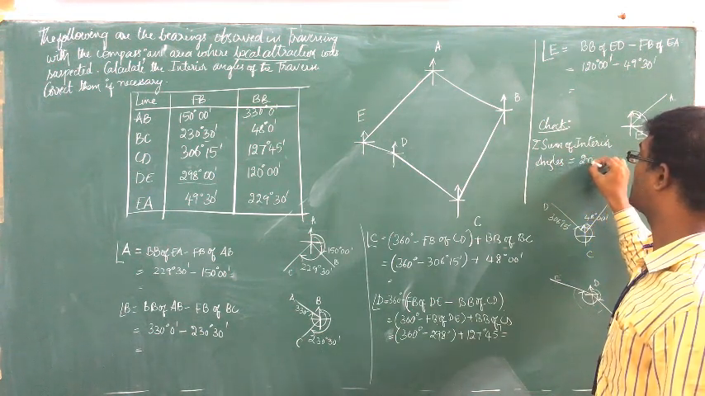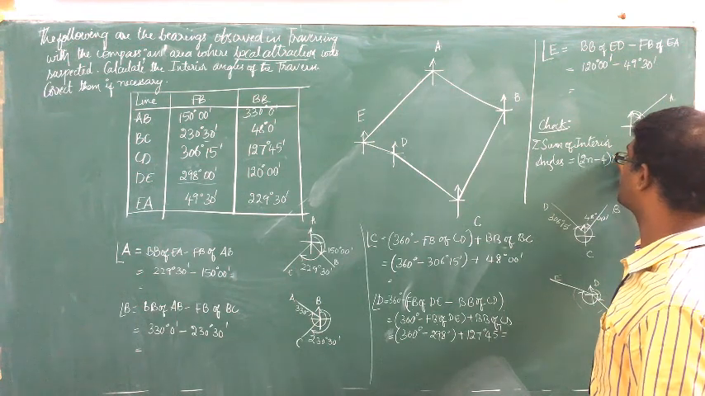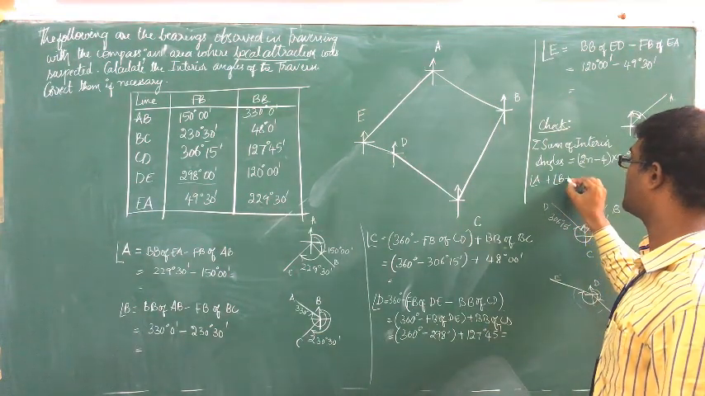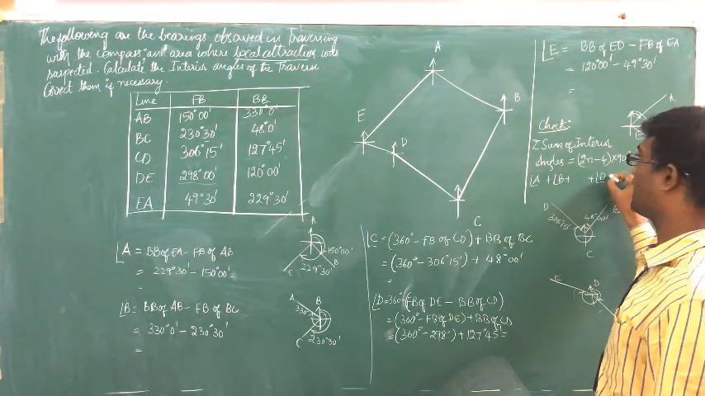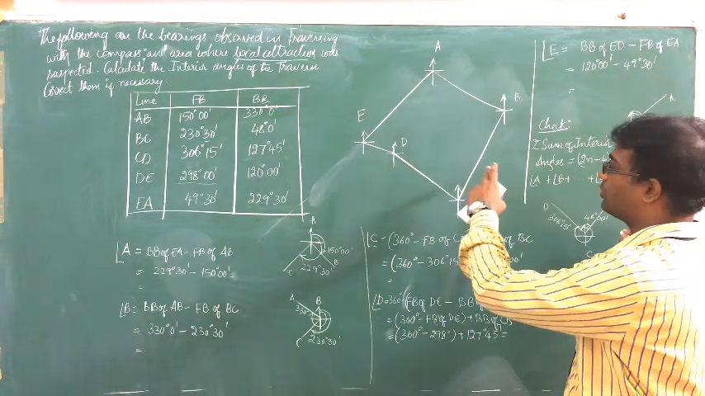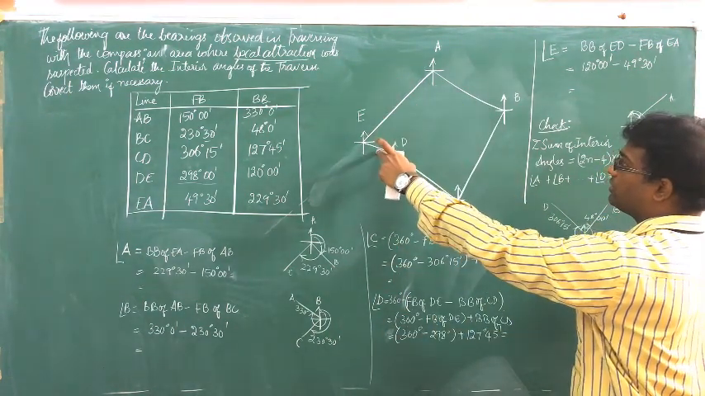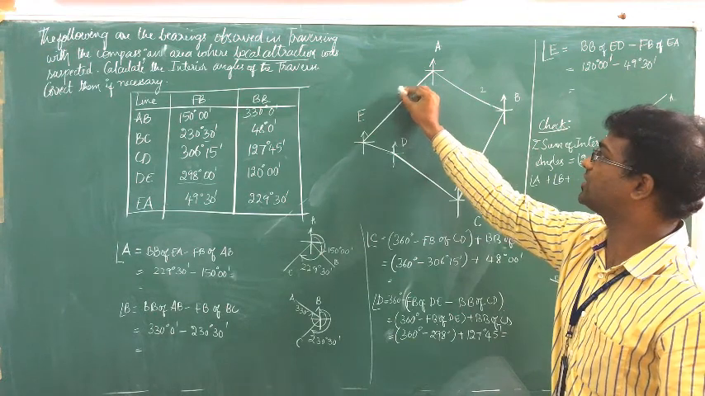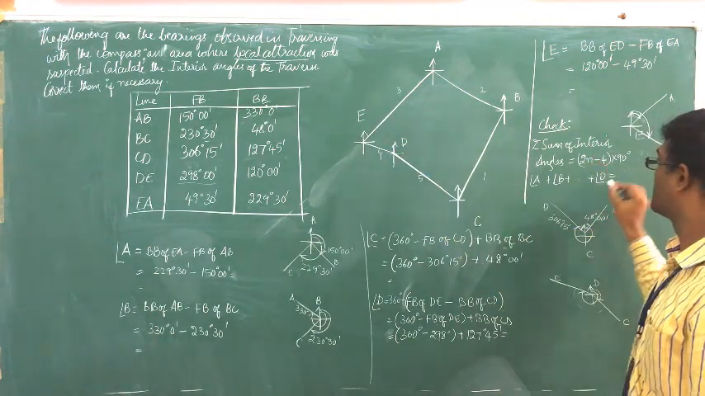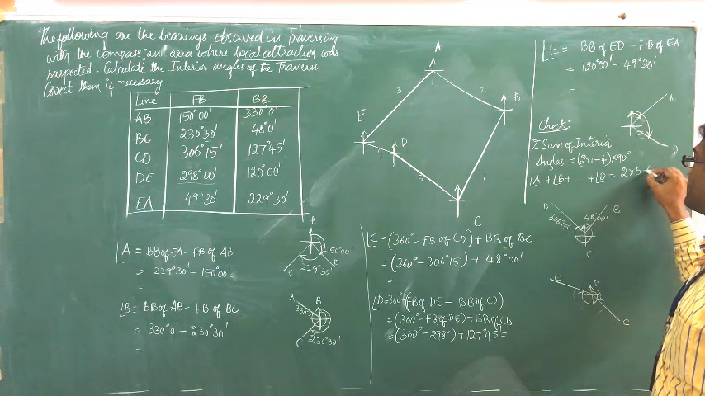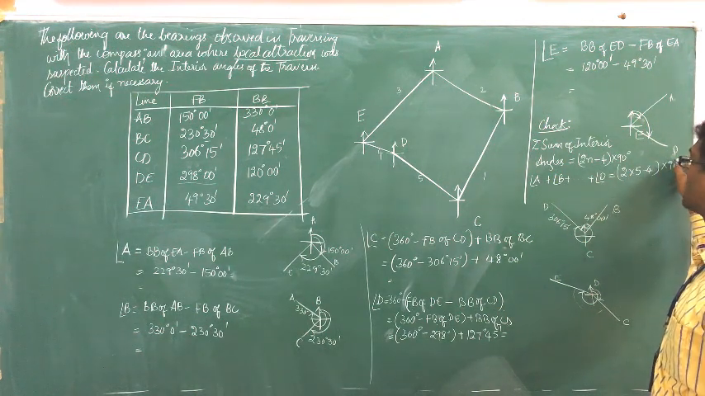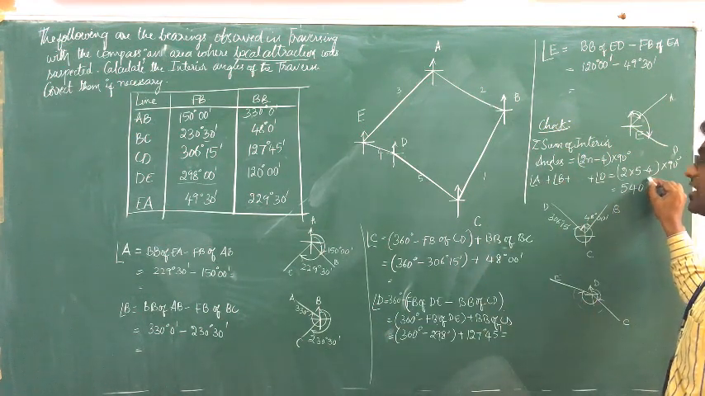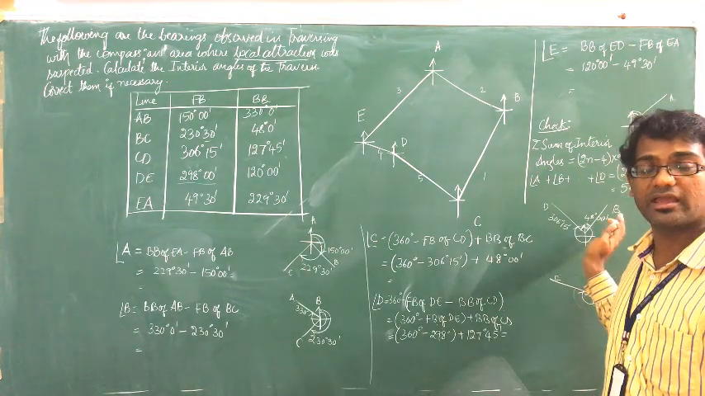equals 2n minus 4 into 90 degrees. Now calculate the sum of angle A plus angle B, and so on up to angle E, and the number of sides in our figure are 1, 2, 3, 4 and 5. So 2 into 5 minus 4 into 90. So if you add all these angles, then you should be able to get 540 degrees. Calculate and let me know whether the angle sum is 540 or not.